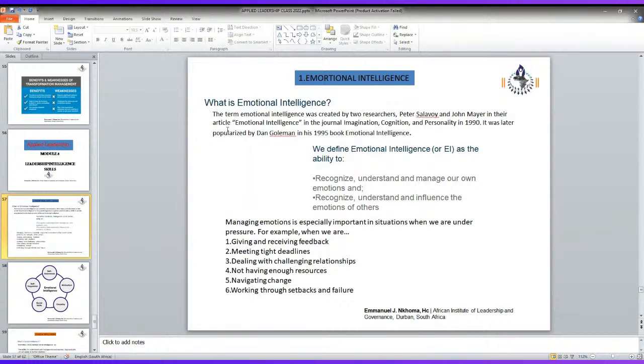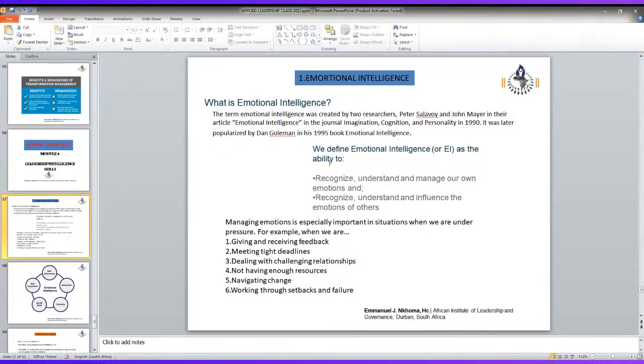Let's look at that. The term emotional intelligence was created by two researchers, Peter Salovey and John Mayer, in their article Emotional Intelligence in the journal Imagination, Cognition, and Personality in 1990. It was later popularized by Dan Goleman in his 1995 book on emotional intelligence. Therefore, emotional intelligence, we define it as EI.